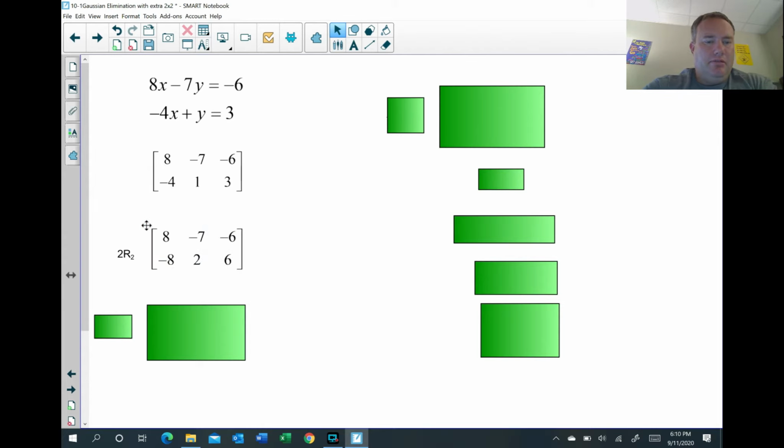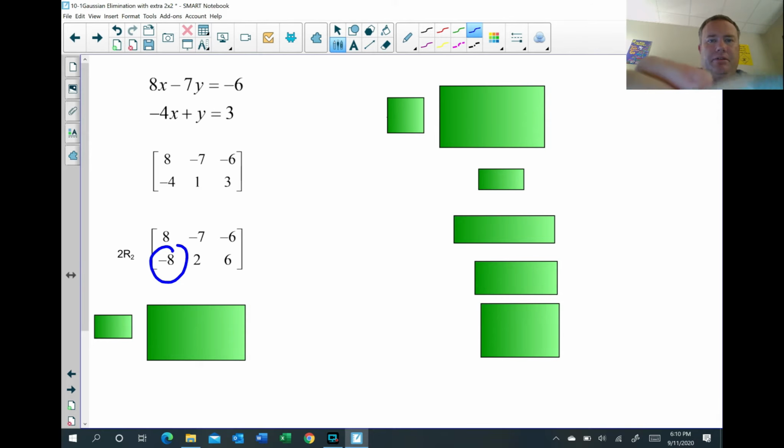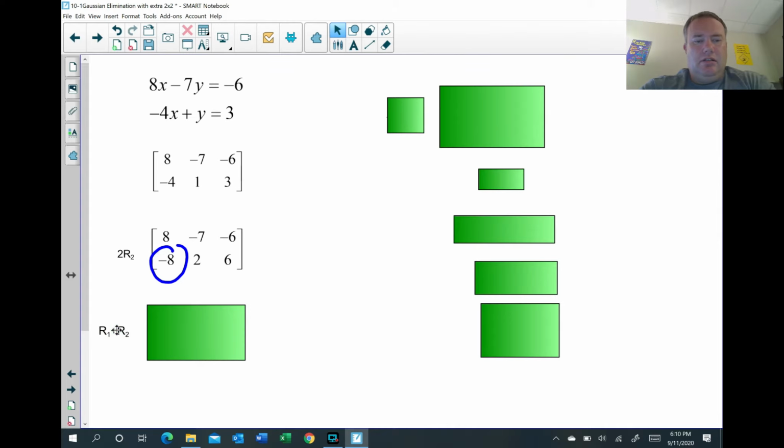So if I multiply the second row by 2, I have now made this one a -8. Now watch what happens here. I'm going to try to make that 0. That's going to be important for us. To make that 0, all I'm going to do is add row 1 and row 2 together.